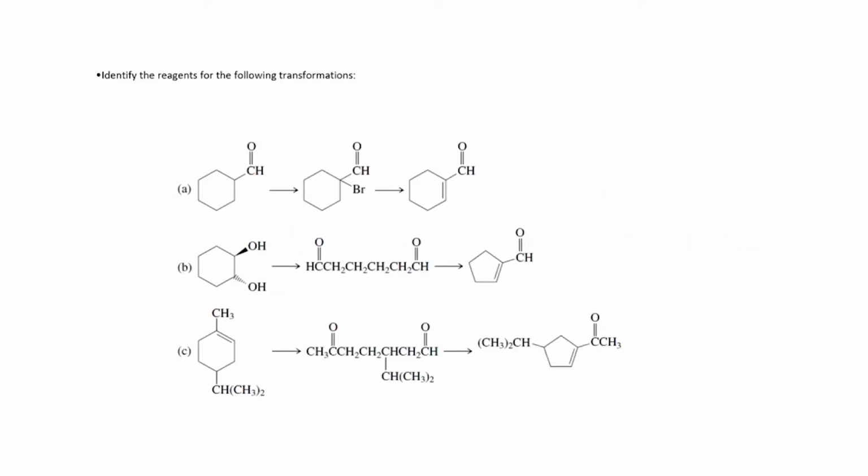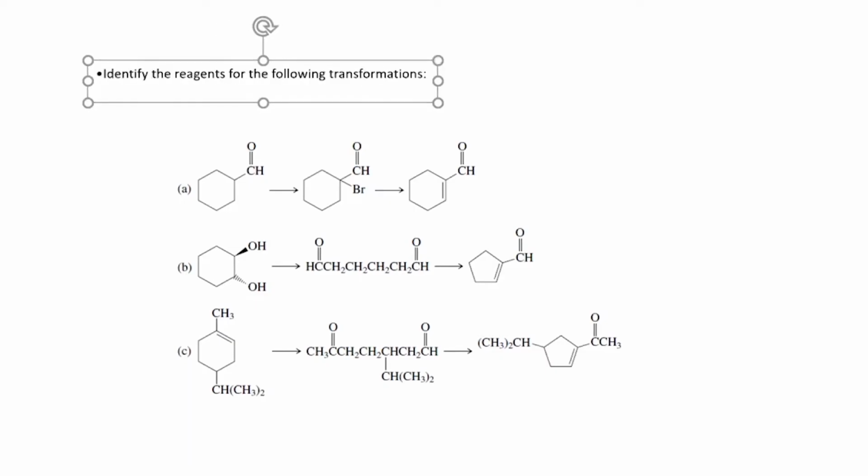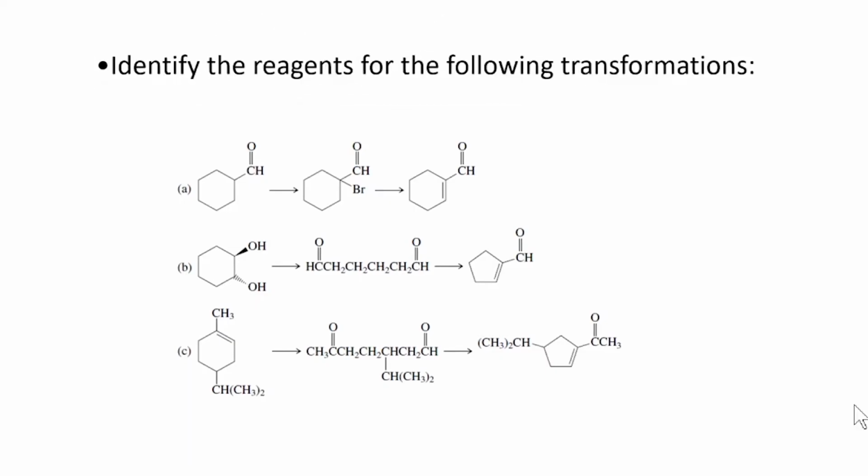Now let's move on to the next question, which is to identify the reagents for the following transformations. So the first question over here is, if you take the ketone, you see here there is an alpha bromo ketone that is produced, which subsequently seems to lose HBr to give you the aldehyde. We'll look at the other two shortly.